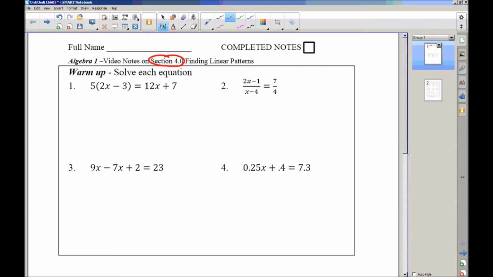All right, our warm-up. Remember, you're supposed to do this ahead of time. You're not doing yourself any favors by just waiting and copying over the answers. It really does help the concepts to stick in your brain. All right, so solve each equation.